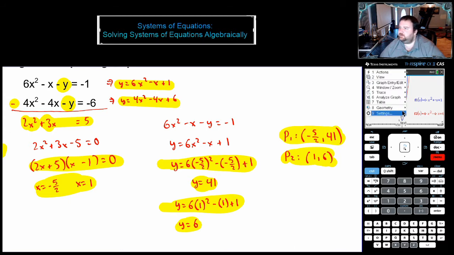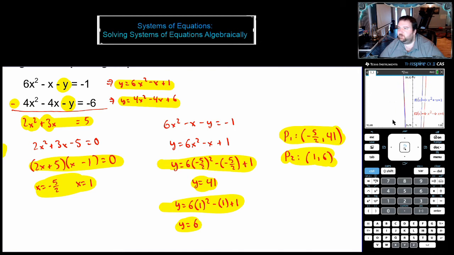Okay, so let's take a look at analyzing this graph. Let's find the point of intersection. I can see one of them is here, and I find the point to be (1, 6). So that's point 2. Now I'm going to have to look at this one.